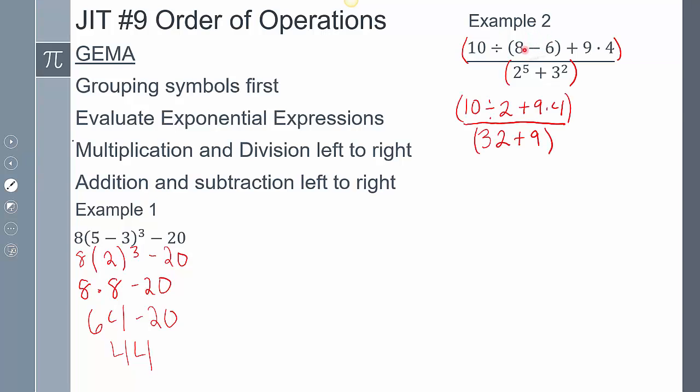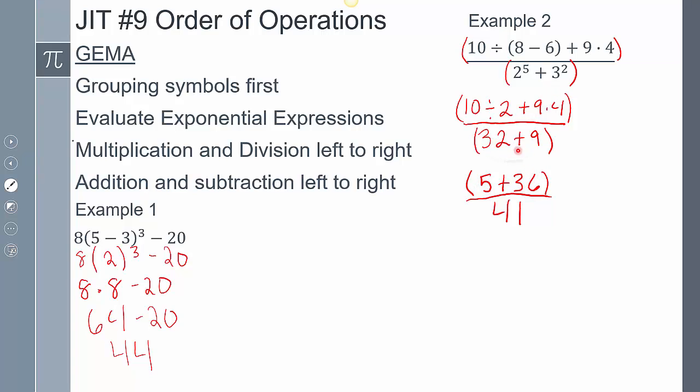So 8 minus 6 is going to give me that 2. Everything else stayed the same. It's still 10 divided by 2 plus 9 times 4. And then down here in this grouping symbol, I see exponential expressions. So 2 to the 5th is 32. 3 squared is 9. So now, still within this group, I don't see any exponential expressions, but I do see multiplication and division. I need to do this one first from left to right. And so this one is going to give me 5, and then this one is going to give me 36.